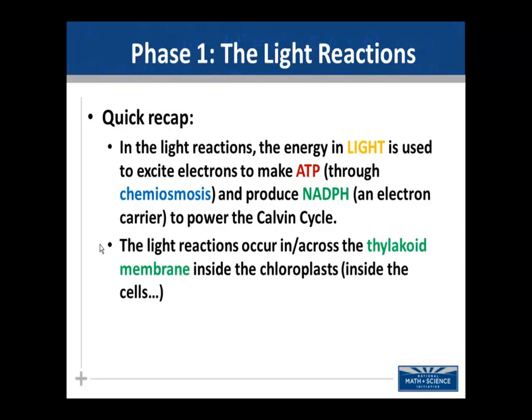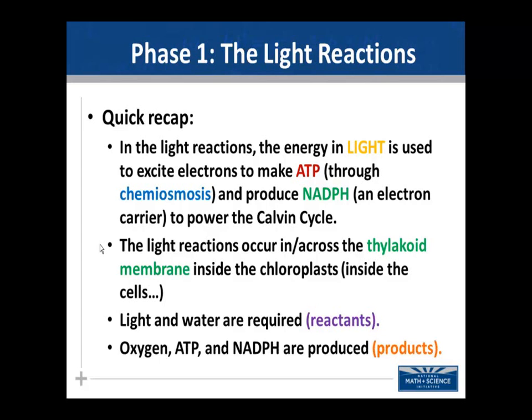The light reactions occur in or across the thylakoid membrane, which is inside the chloroplast, which is inside the cells. Remember the two photosystems that were embedded inside of the thylakoid membrane, and everything that's going on either side. Light and water are required. We call those the reactants. The light is required in order to excite the electrons in the first place. The water is required to replace the electron that is lost in photosystem 2.